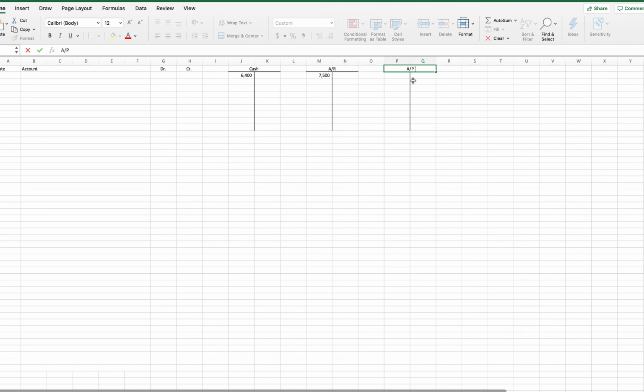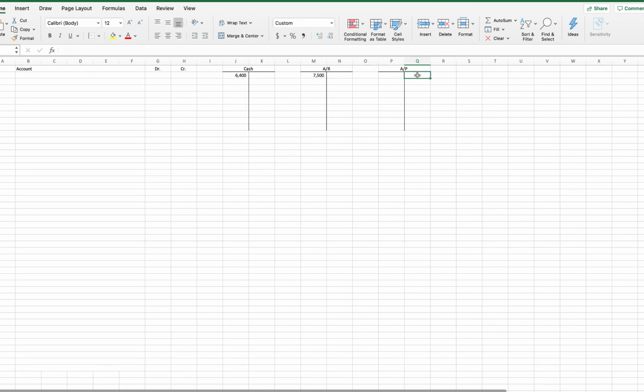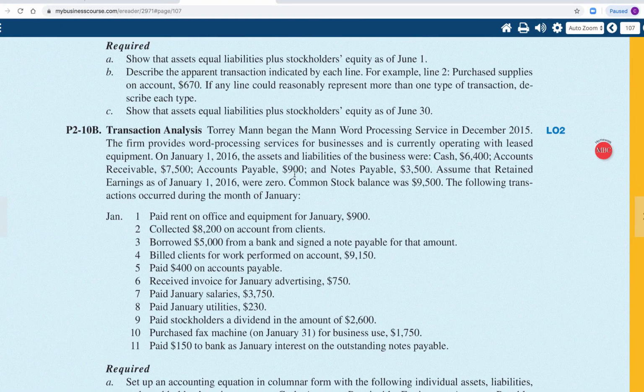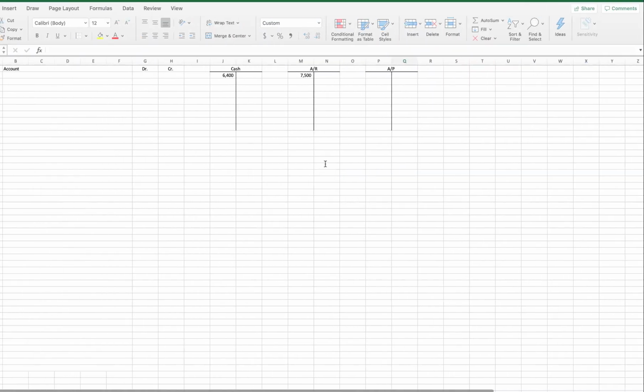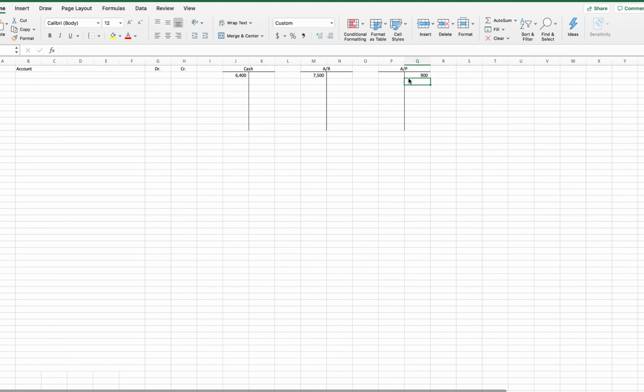How do I increase a liability? With a credit. How do I decrease a liability? With a debit. Liabilities have a normal balance side as a credit. So I need to credit accounts payable for my $900, and I'm going to plug that in, okay? The next liability that we have is our notes payable.